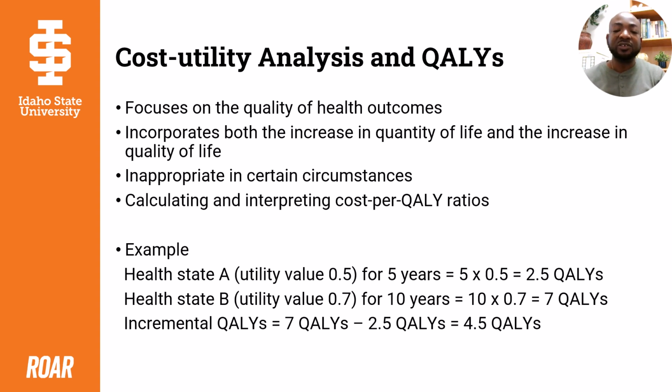However, if the patient receives treatment, he is now expected to live for 10 years in health state B, which has a utility value of 0.7. By weighting the estimated survival by the utility value, the number of QALYs associated with being in health state B for 10 years can be estimated. And in this example, the number of QALYs is 7. That is 10 years survival times 0.7 quality of life, which is 7 QALYs. So therefore, the incremental QALYs gained from treatment of the patient is 7 QALYs minus 2.5 QALYs, which is equal to 4.5 QALYs.